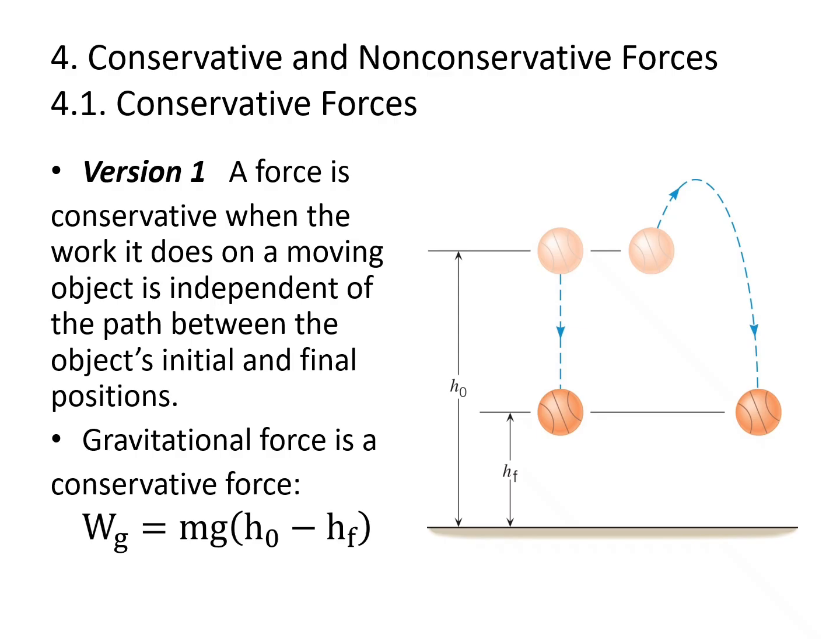A force is conservative when the work it does is independent of the path between the initial and final positions. Gravity is the key example here. Near Earth's surface, the work done by gravity is W sub g equals mg times (h naught minus h final). Notice that this equation depends only on the initial height and final height. It does not depend on whether the object falls straight down, follows a curved path, or takes a longer route.